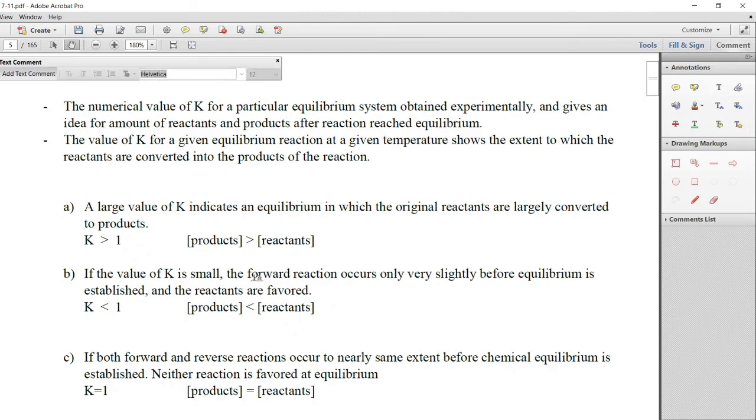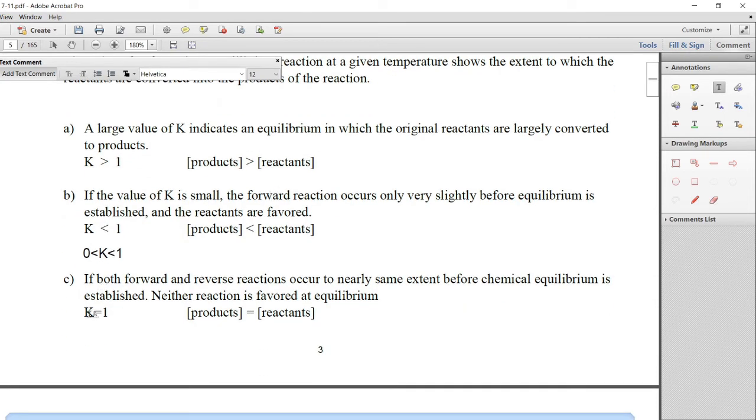smaller than 1 here means bigger than 0, and smaller than 1, for example 0.01, 0.02. K cannot be negative. When we say smaller than 1, it means 0 to 1.